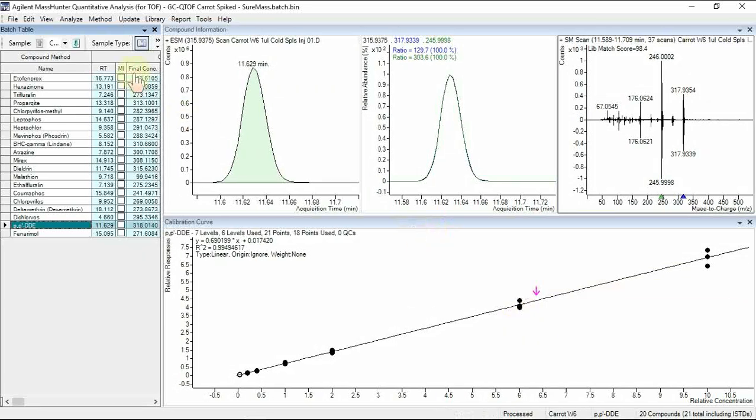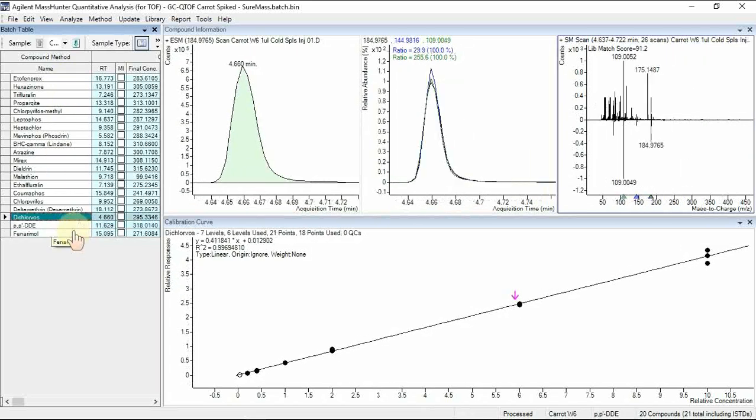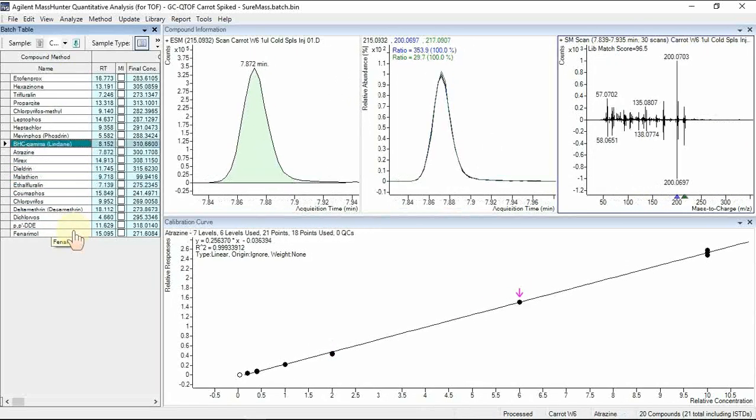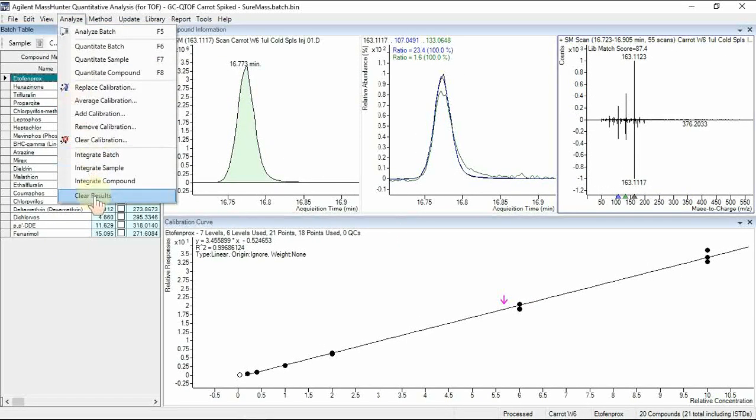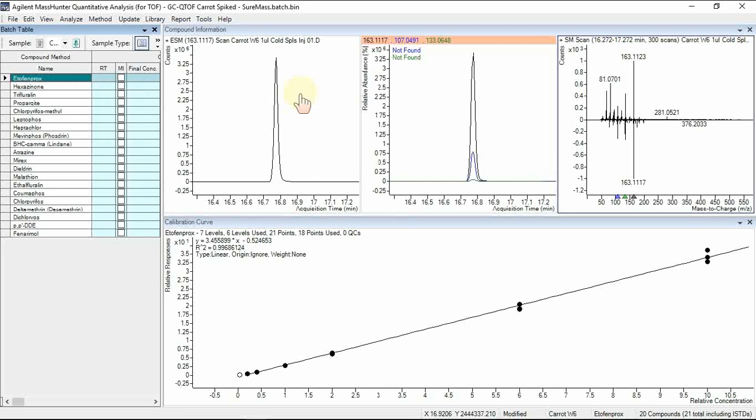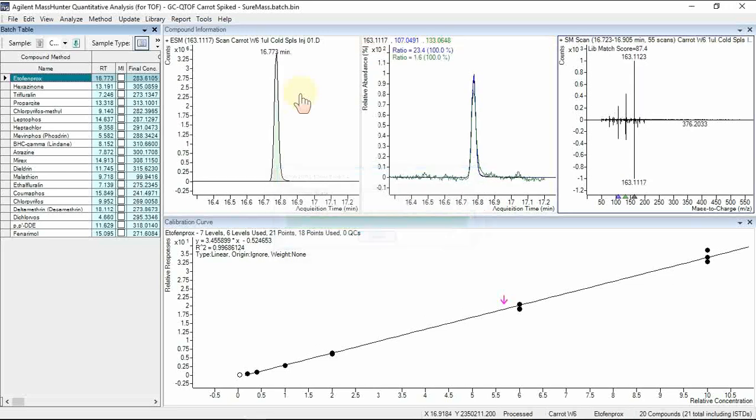So you can see I've got final concentrations for all of the 20 compounds that I'm looking at, and I can see that they all have very good calibration curves. Also, I can go here and clear results and then reanalyze, and you can see how fast that is.